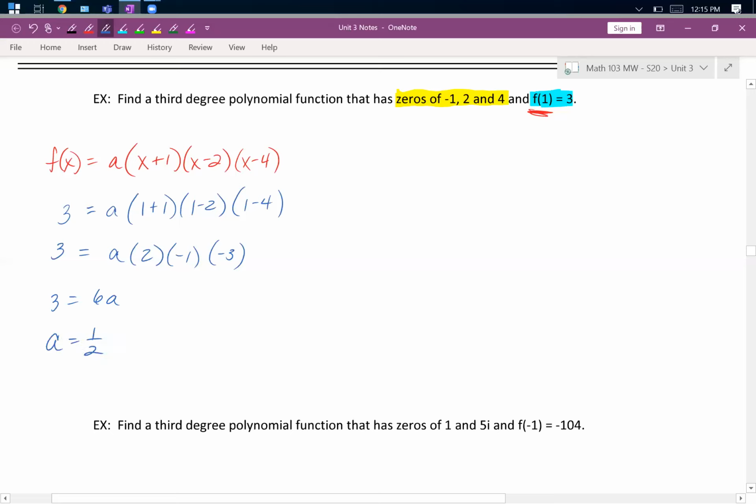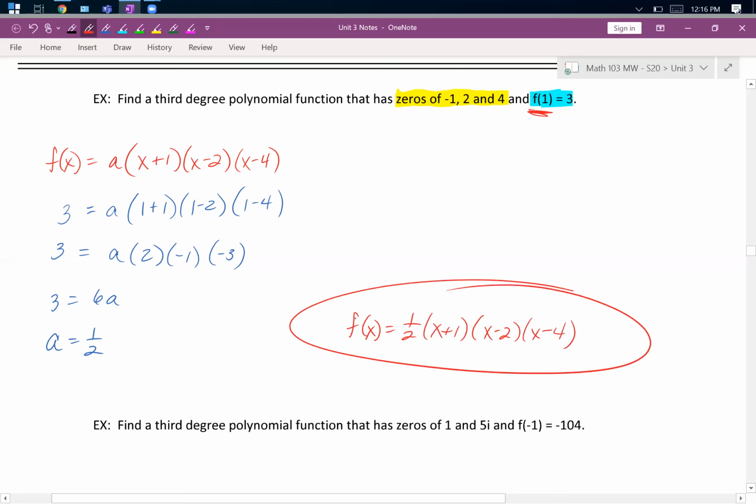We get a to be 1/2. So now we're just plugging 1/2 in for a, and that'll be our function. f of x equals 1/2 times x plus 1 times x minus 2 times x minus 4. There we go. Questions?